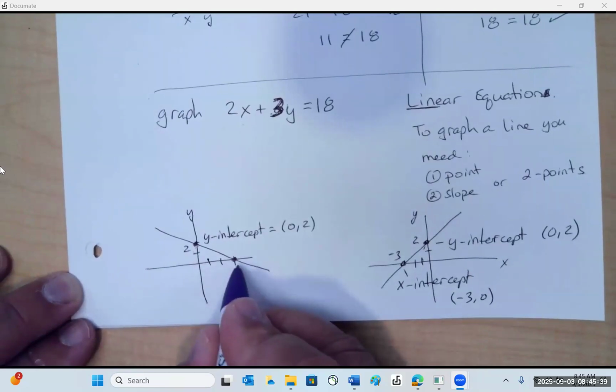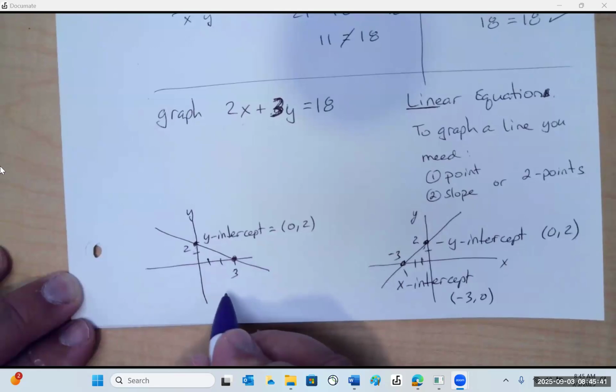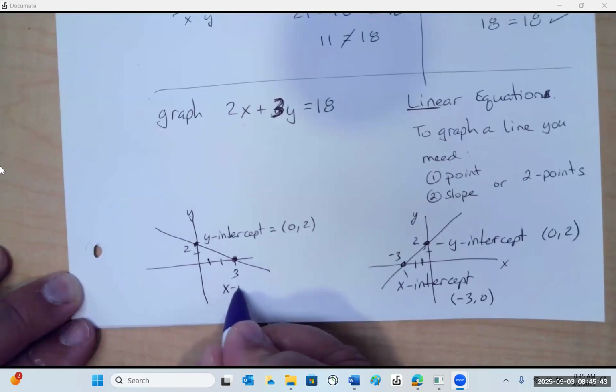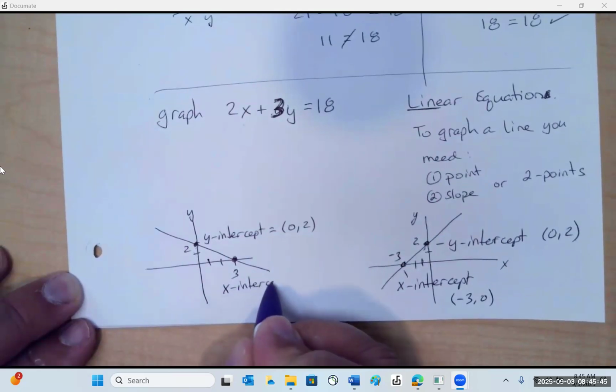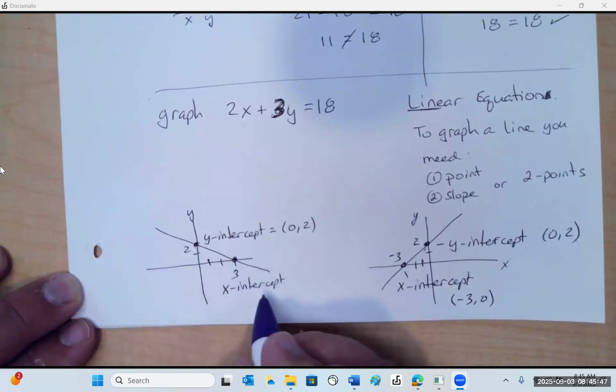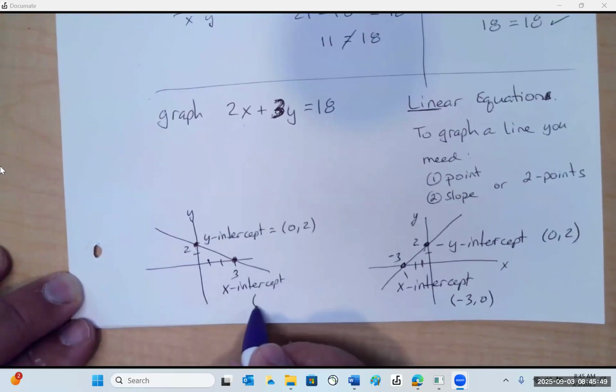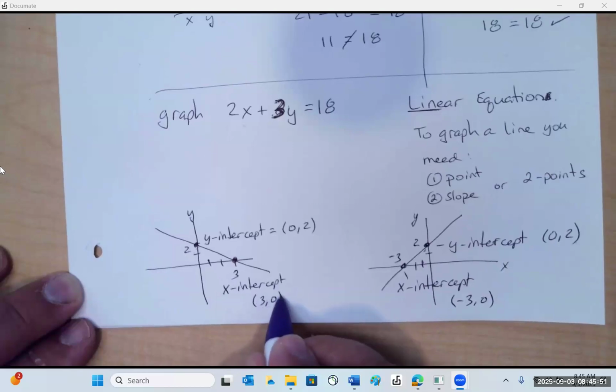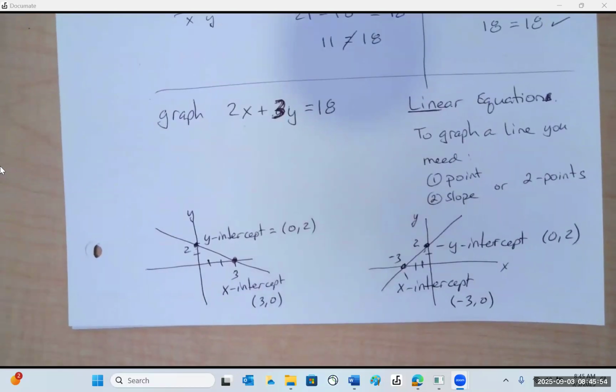What is that point called? The x-intercept, because it crosses the x-axis. And what is its location? 3, comma 0. So there's a pattern here.